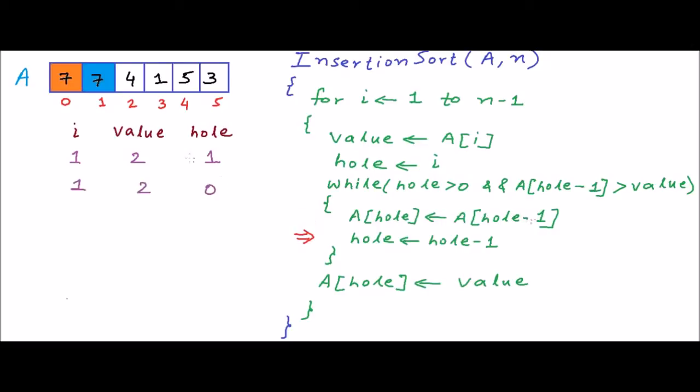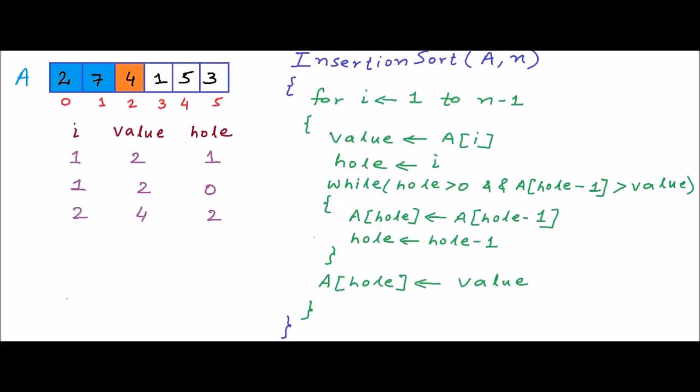So 7 will now be written at index 1, and our imaginary hole will shift to index 0. And now in the while loop this condition will be false, hole is equal to 0. So we will come here, we will fill up 2 at this particular position at index 0. And now i will be incremented, so value will be 4 and hole will be index 2.